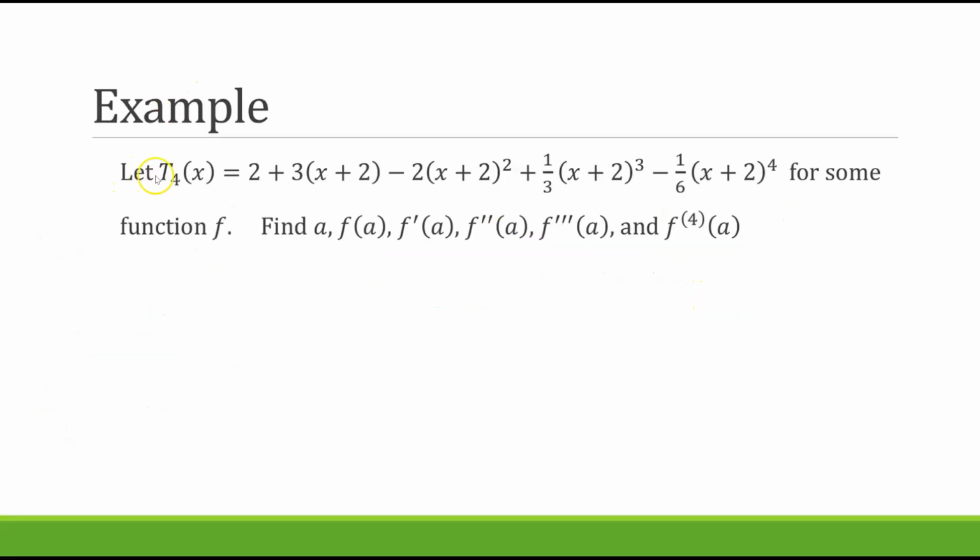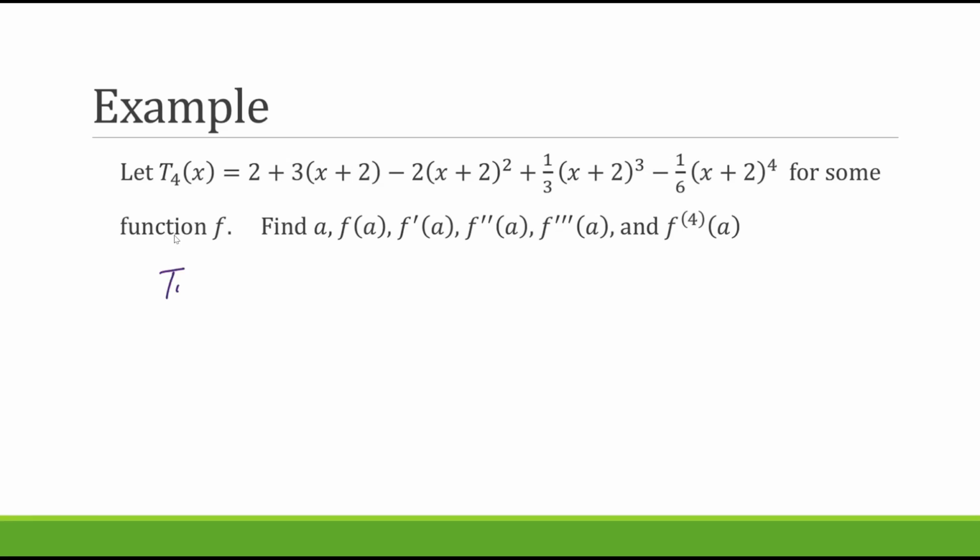In this example, we have T sub 4 of x is equal to this 4th degree Taylor polynomial for some function f. And we're working backwards here to find the value of a, f prime of a, f double prime of a, f triple prime of a, and the 4th derivative at a. So let's take a second to write the general formula for a 4th degree Taylor polynomial.